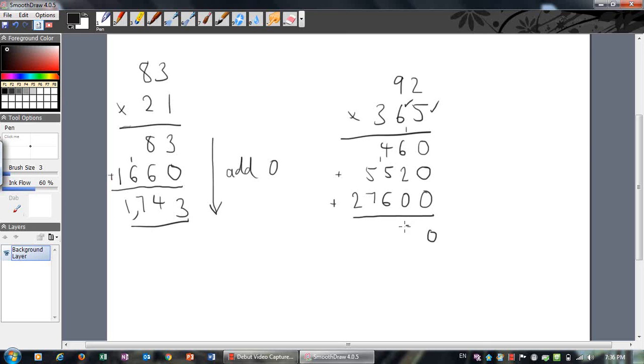6 plus 2 plus 0 is 8. 4 plus 5 plus 6 is 15, so we go 1 here, 5 there. 5 plus 7, that's 12, 13, put a little 1 here, 13, and 2 plus 1 is 3. So our grand total, 33,580.